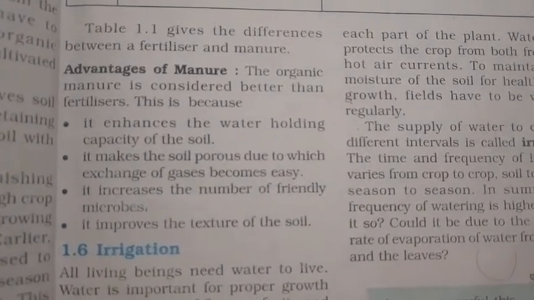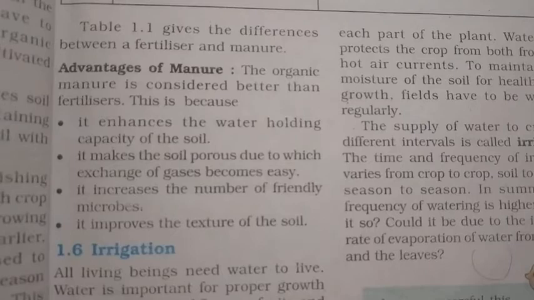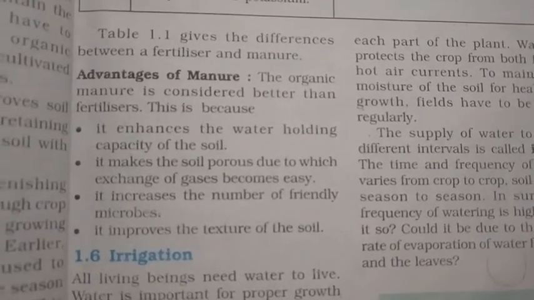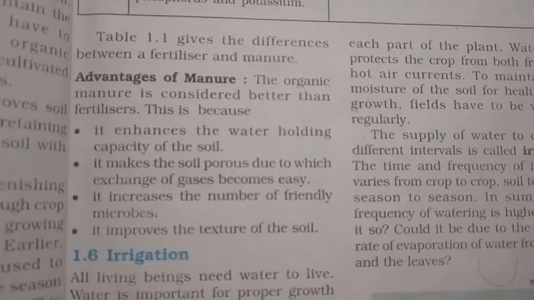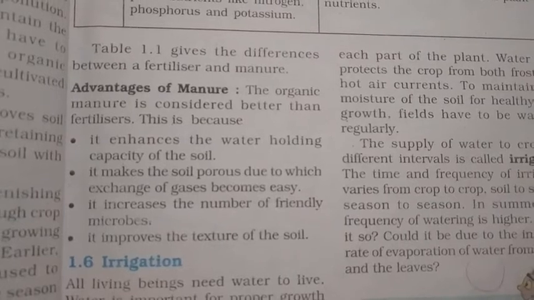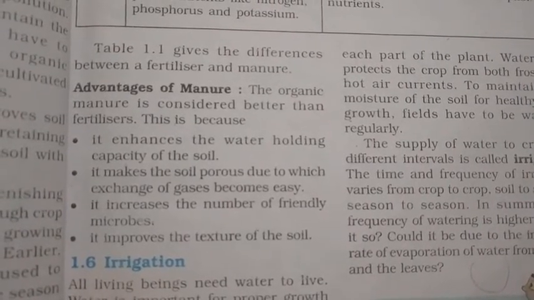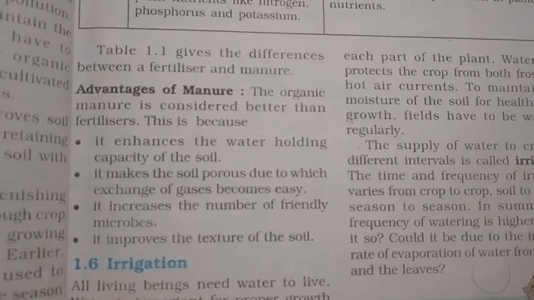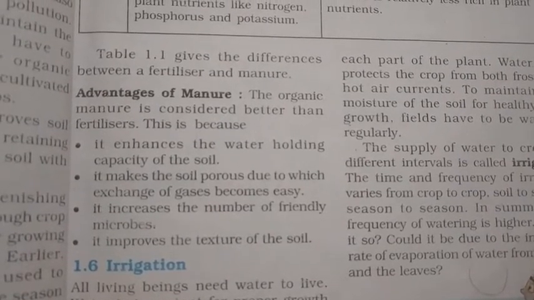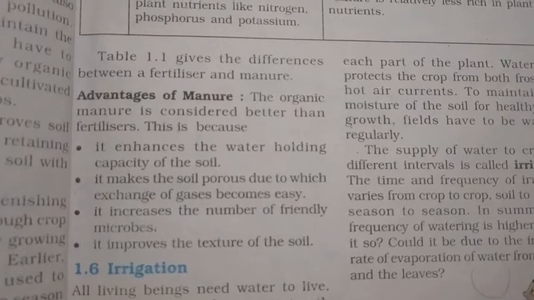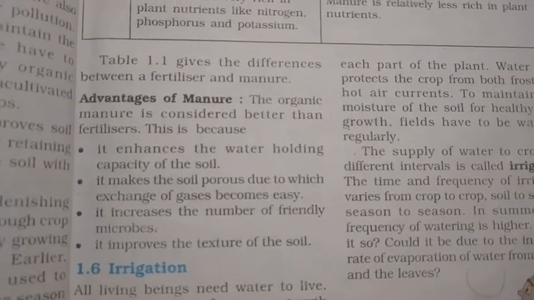Organic manure is considered better than fertilizers because it enhances the water holding capacity of the soil. It makes the soil porous, due to which exchange of gases becomes very easy. It increases the number of friendly microbes in the soil. It improves the texture of the soil also.